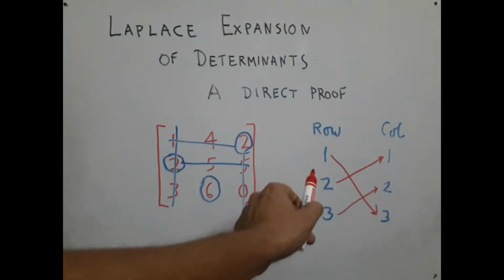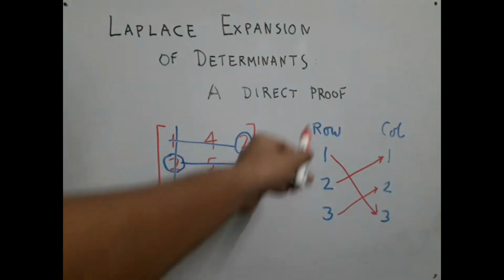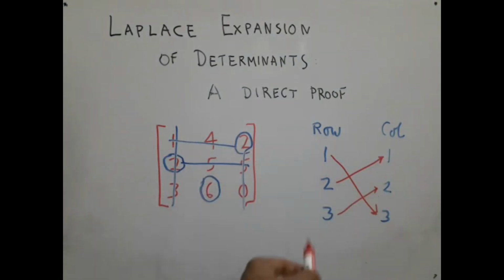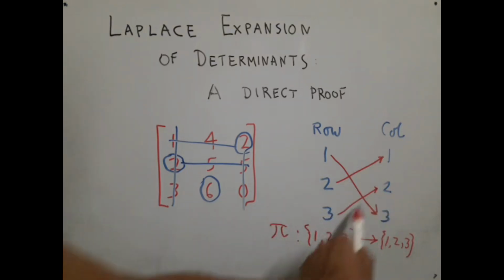That is a permutation. So I can express the same thing instead of drawing such arrow diagrams by writing a function, which is typically denoted by the letter pi, nothing to do with that 3.14, from the set 1 to 3 to 1 to 3. For example, pi of 1 is 3, pi of 2 is 1 and pi of 3 is 2.